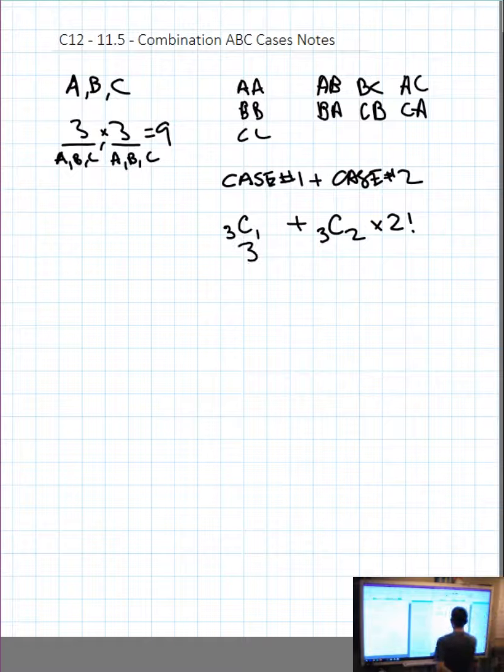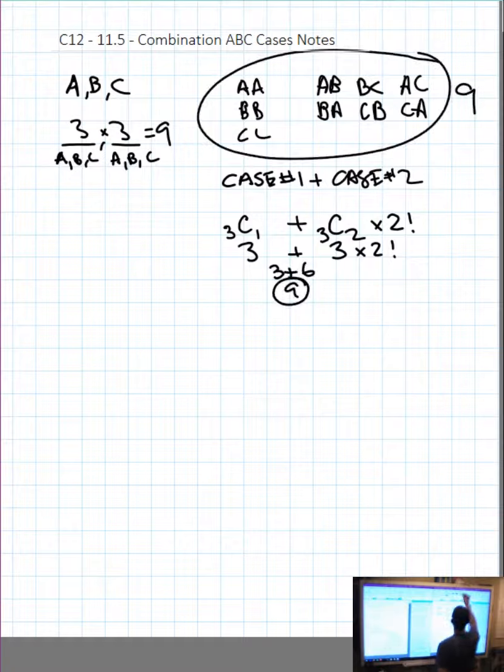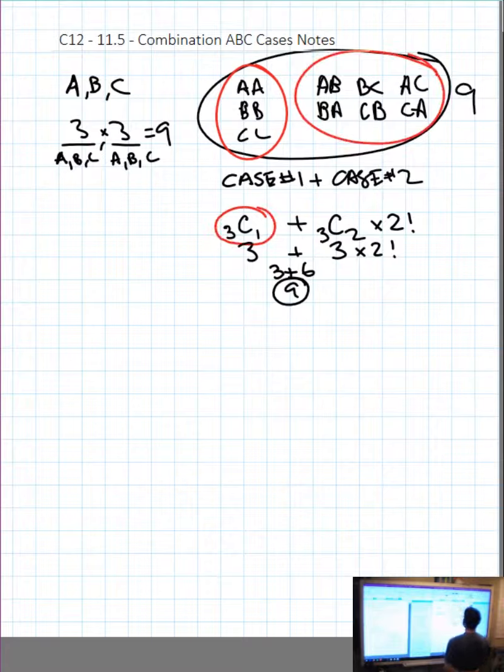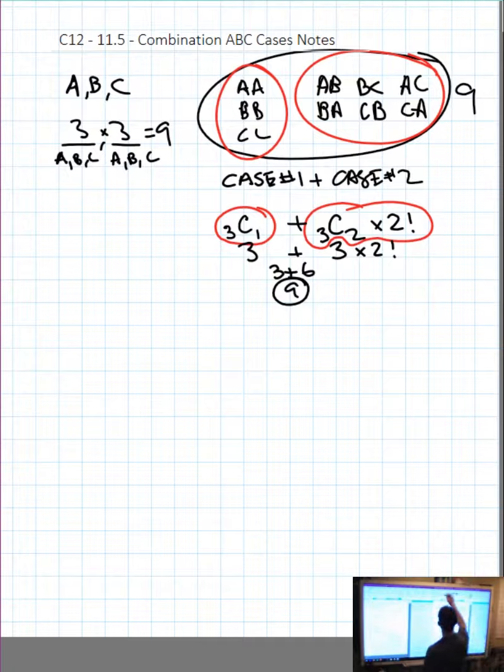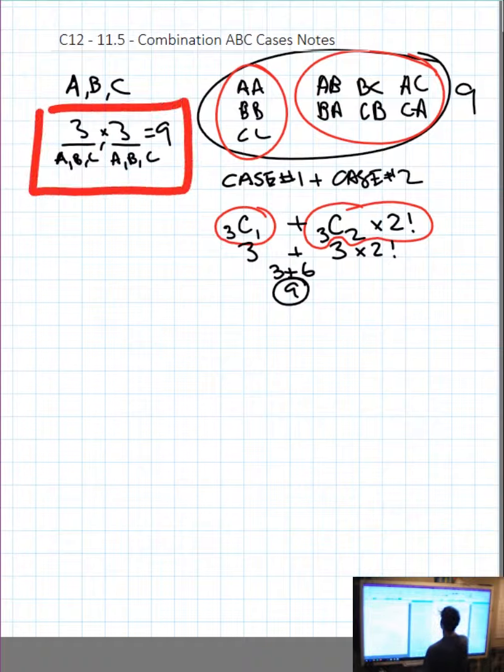And that considers 3C1 plus 3C2 times 2 factorial. Feel free to work it out, but that's simply 3 plus 6, also 9. The same 9 we got earlier. So in red, from above, the 3 different ways in case 1 is 3C1, or 3. And the 6 different ways is 3C2 times 2C1. Now, cases are much more difficult to work through on some of these combinations, and you wouldn't. You would just do the fundamental counting principle.